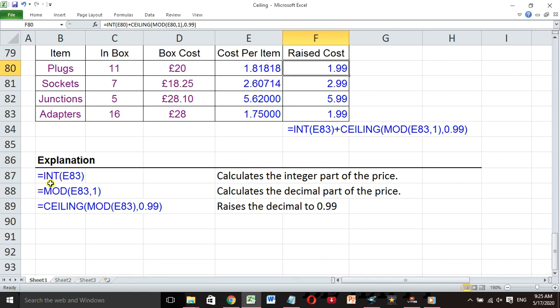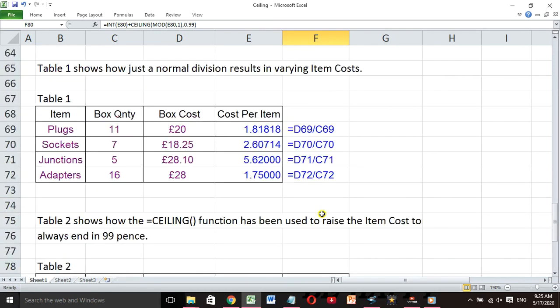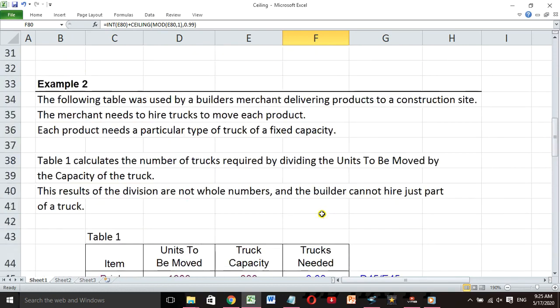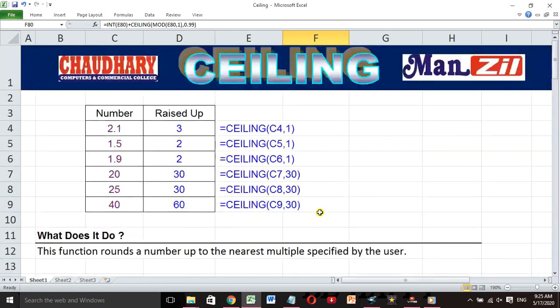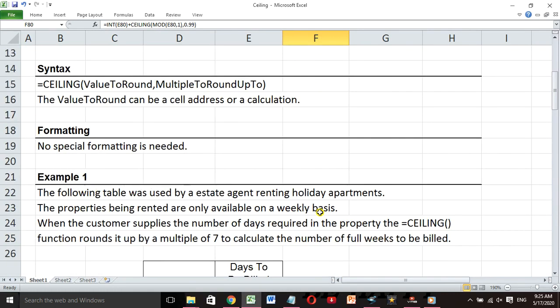And here is the explanation. Equal to INT within brackets E83. What does it do? It calculates the integer part of the price. And what is MOD? It calculates the decimal part of the price. And what is CEILING? It raises the decimal to 0.99. Hope you understood this formula, and you can also write down these formulas in your copy and practice again and again.